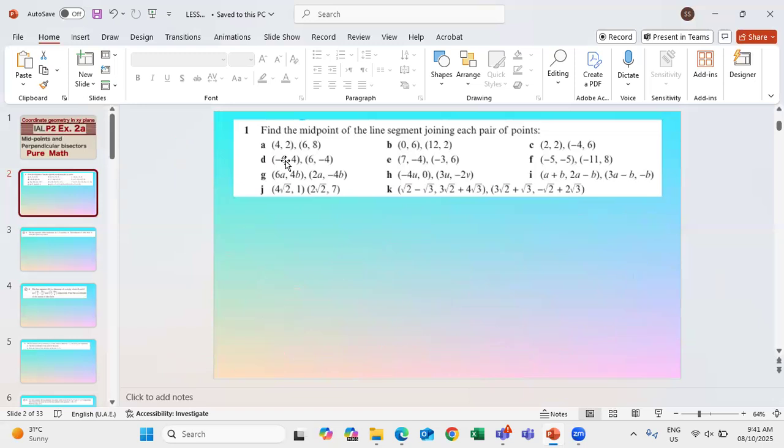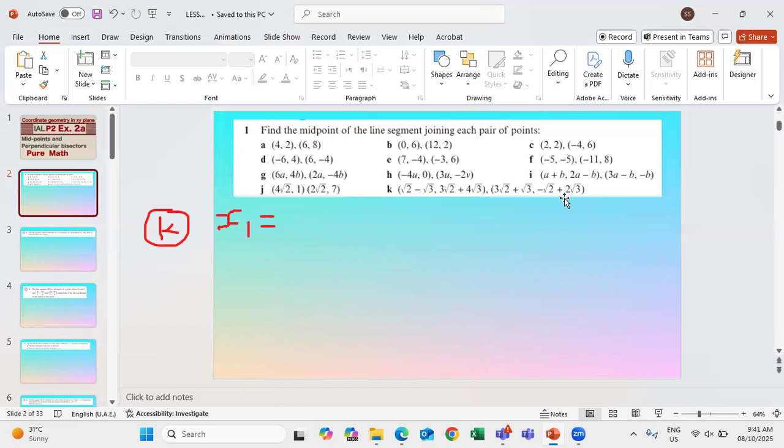Now the midpoint questions here are all similar. The only thing is the type of coordinate values is different. If I talk about, let's say, part k, again we are given 2 points. One is root 2 minus root 3, comma 3 root 2 plus 4 root 3. The second point is 3 root 2 plus root 3, comma negative root 2 plus 2 root 3. To make sure I don't make any mistake, I write x1, y1 and x2, y2 separately.